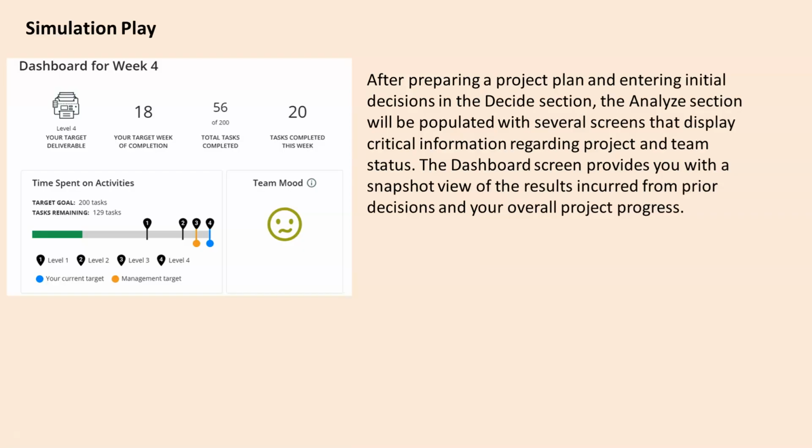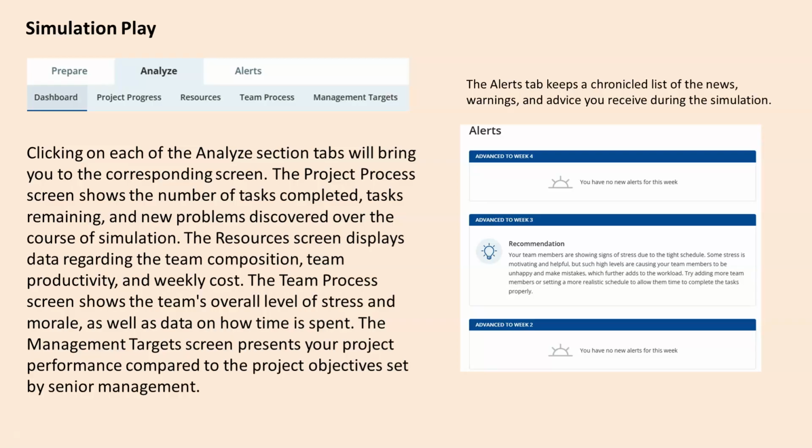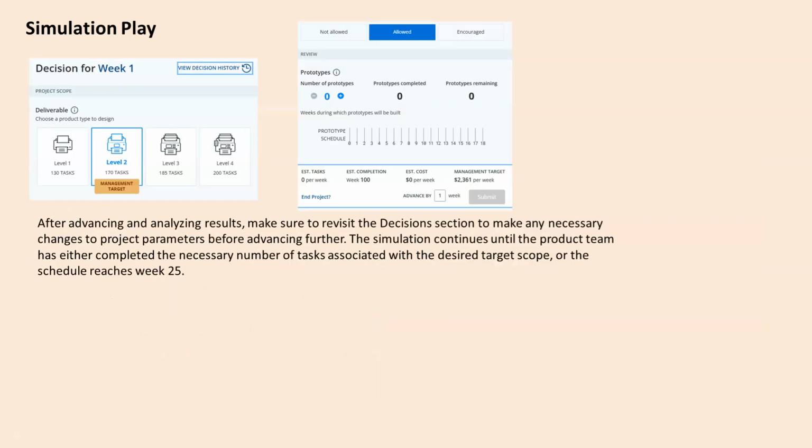After you prepare a project, what'll happen is it'll give you some feedback data. It'll tell you how your team's doing, how much time you're spending on activities. And so the dashboard provides you with a snapshot and a summary of what's been happening from previous moves that you make. Now, there's also an Analyze tab, and that'll tell you exactly what's going on. And so it gives you the data regarding your composition and everything else, your team process of how things are doing, and how management is actually looking at your progress.